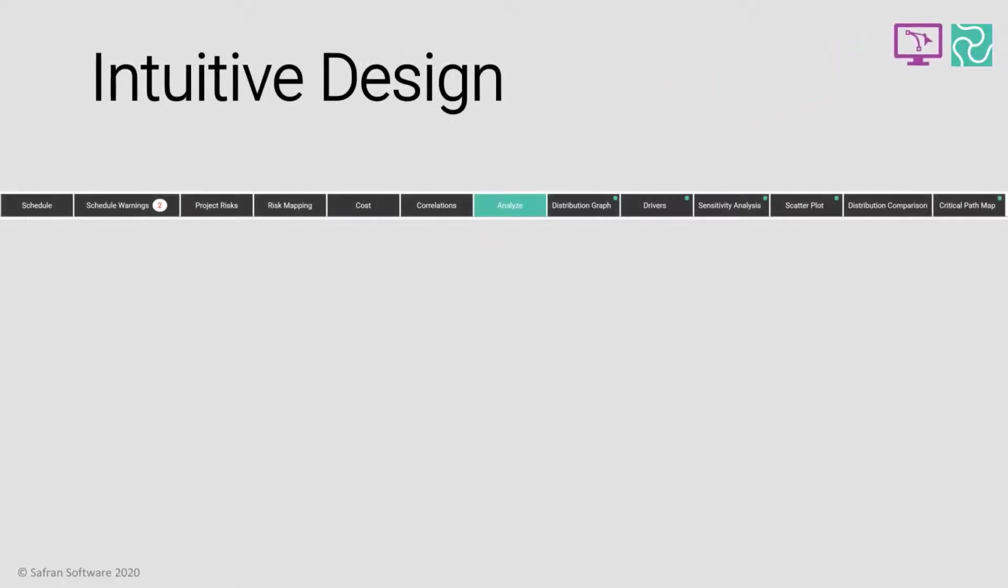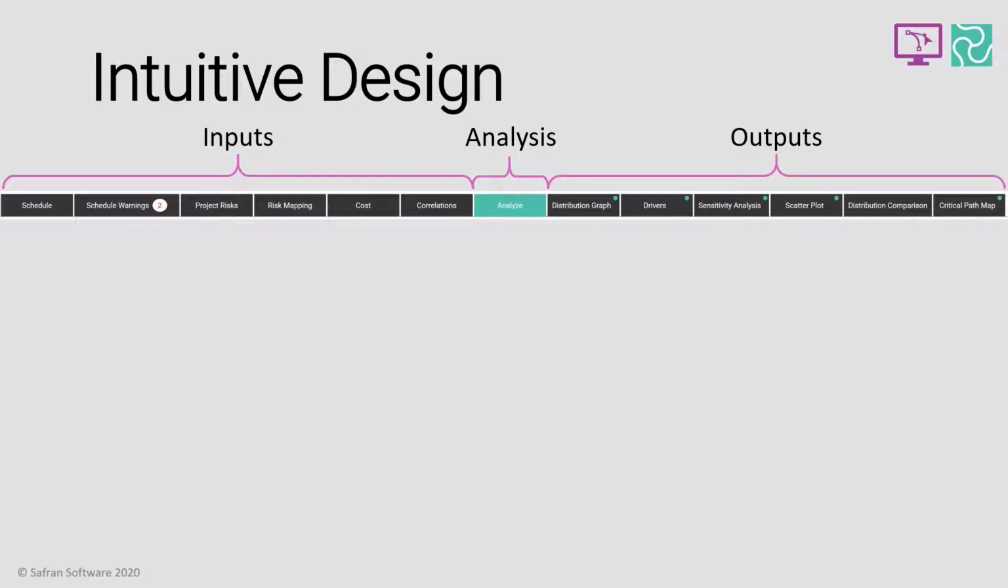The first is intuitive design, especially in regard to the workflow. You can see that Safran Risk shows all the model inputs on the left-hand side, setting up your analysis options in the center, and moving through to your outputs on the right-hand side. In conjunction with the visual feedback mechanisms that I'll share soon, this workflow layout helps us to quickly see where we are in the process of building our schedule risk analysis model. And by that, I don't just mean risk professionals, but the wider team as well.